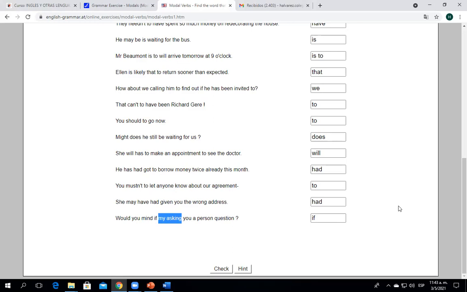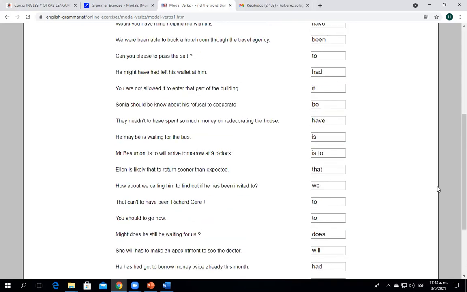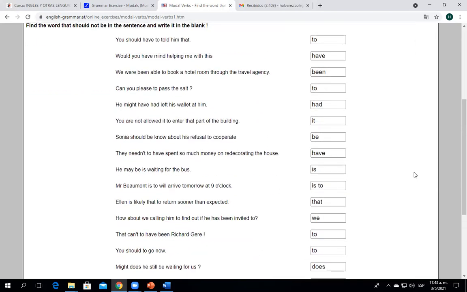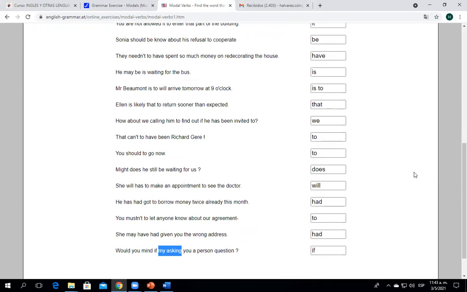I don't know a way to say that is not correct, really. Yes, it is. Would you mind my asking? But you can also say something different. Would you mind asking me another question, for example? It is possible. Or, like I said, in this case, would you mind if I ask you a person question? Any other doubt here? No, not really. Good. Okay, perfect.